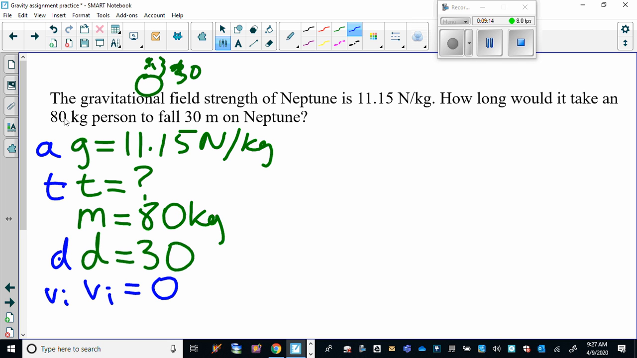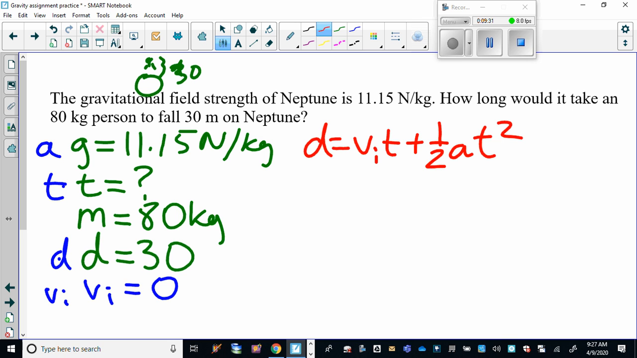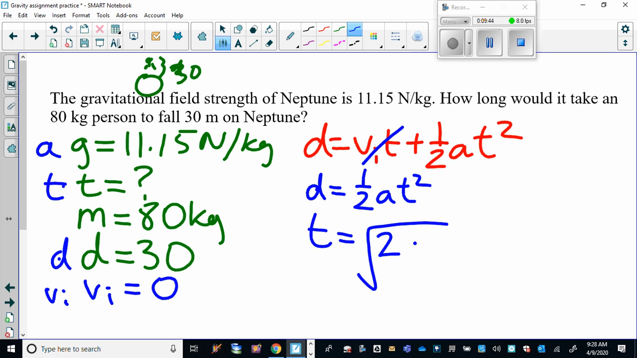As we should all know, mass is irrelevant, right? You drop a cannonball and a ping pong ball in a vacuum on Earth, they both fall at exactly the same rate. So what formula has these 4 variables? It's Old Faithful. This guy right here, vi is 0, so that cancels out, leaving us with d equals 1/2 a t squared. Solve for t. I'm going through this quickly because you should have done this a million times.